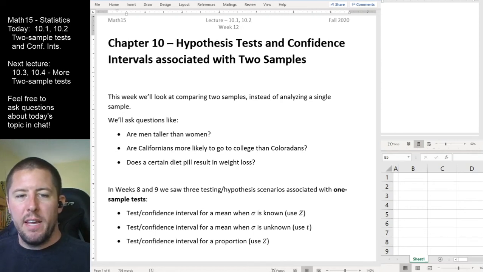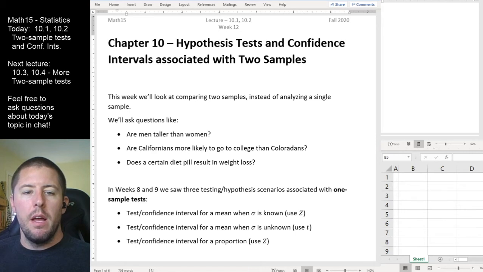We are here at the beginning of week 12. We're going to be talking about chapter 10 this week, which is going to discuss all of our two sample hypothesis tests and confidence intervals. In the previous 2 weeks, we saw our one sample hypothesis tests and our one sample confidence intervals. So this week, we're just going to kind of upgrade those things that we've already seen to be able to discuss comparisons between two samples rather than just an analysis of one sample.